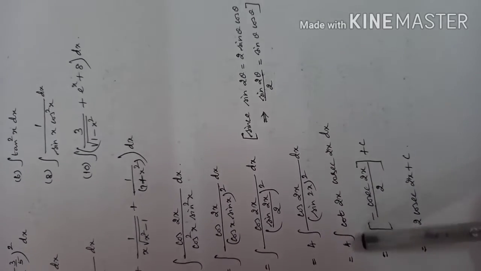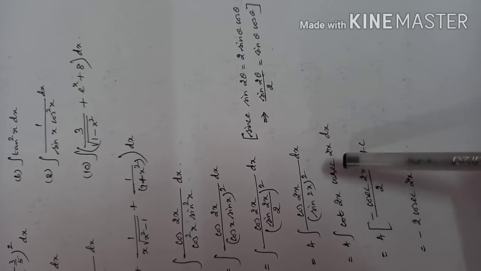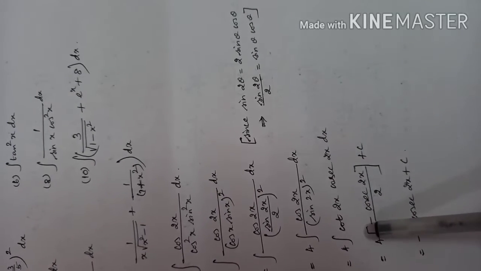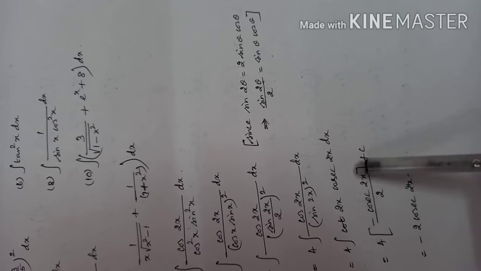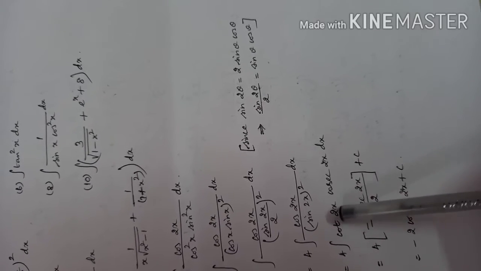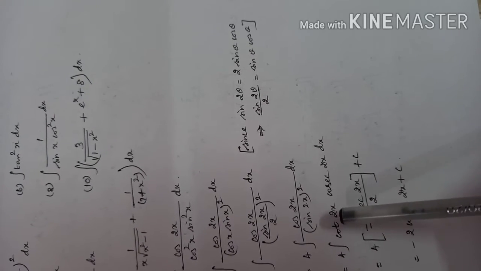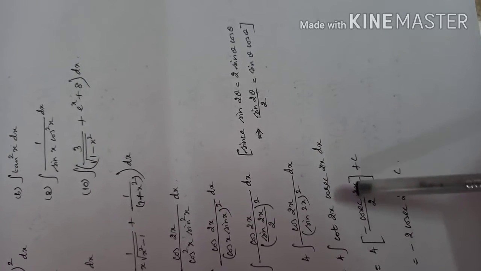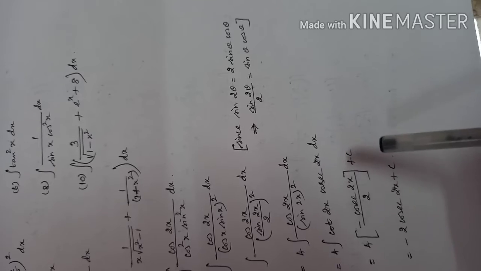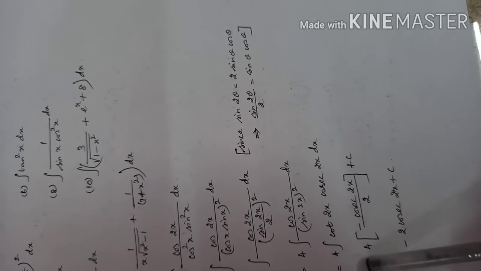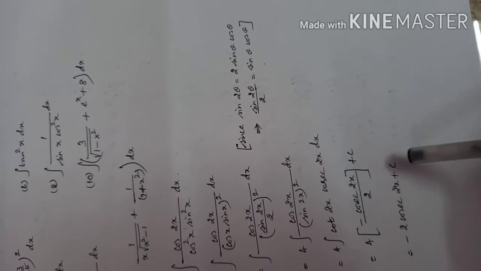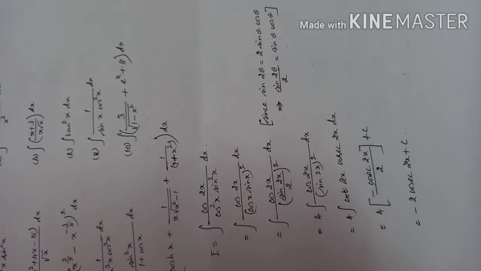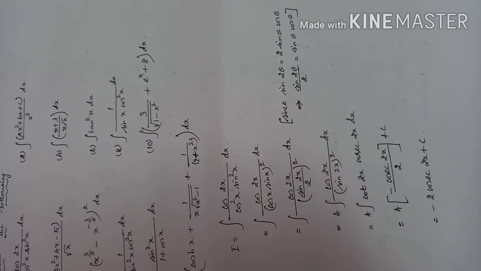We know the formula: the integral of cot ax cosecant ax dx is minus cosecant ax divided by a. Our a is 2. So, simplify, 2 and 4 get cancelled, which is the answer. Okay, so I hope you have understood the problem.